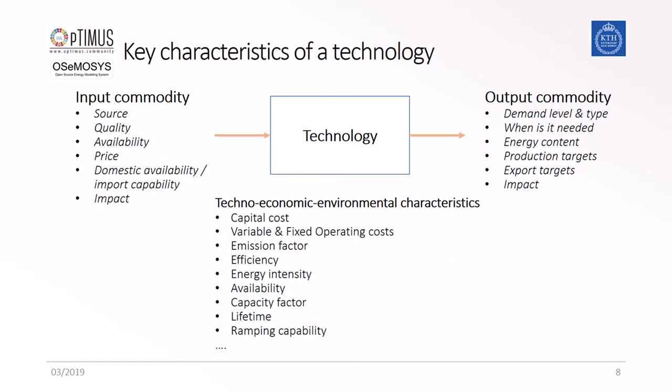Finally, you can specify the techno-economic and environmental specifics of the technology. These typically include the capital cost, variable and fixed operating cost, lifetime, and efficiency. Availability and capacity factors are also defined here. If it's a fossil fuel power plant, you specify also the emission factor. Other parameters that can be defined are energy intensity and ramping capability.